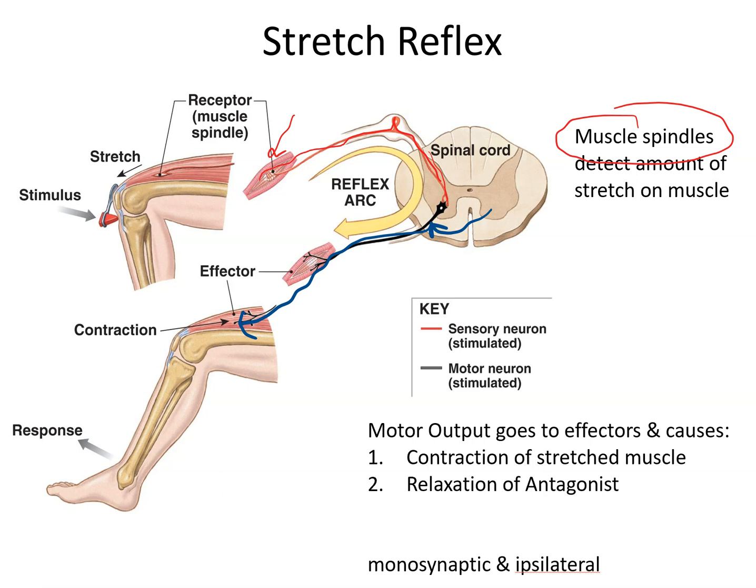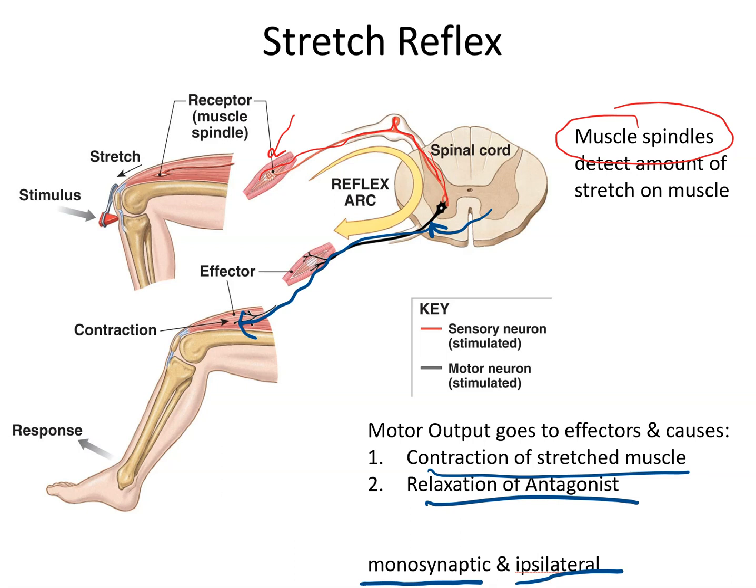And so there's always two things that are going to happen when this reflex kicks in. Number one, it's going to make the stretched muscle contract, because if you're stretching it, you don't want to tear it. And the other thing it has to do is make sure the antagonist relaxes. Remember, the antagonist is on the opposite side of the joint. So when the muscle contracts, the antagonist must relax so you don't tear the muscle. These are monosynaptic, one synapse, and ipsilateral.